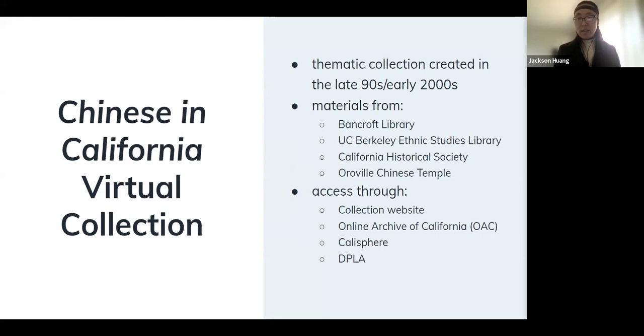It is aware and explicit about a historical injustice, the erasure and misrepresentation of early Chinese and Chinese American presence and impact in California, and about righting those wrongs through specifically archival means. It contains materials from four different institutions. The Ethnic Studies Library at UC Berkeley and Oroville Chinese Temple provide materials created by the community, while the Bancroft Library and California Historical Society provide largely materials collected by outsiders. The various parts of these collections can be accessed through four different online platforms.